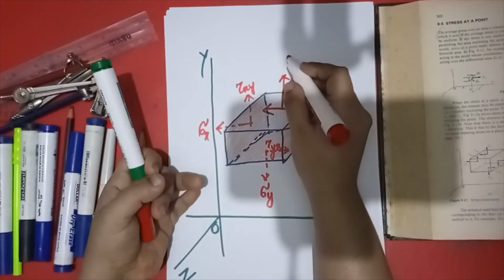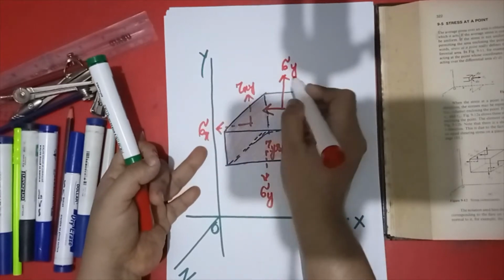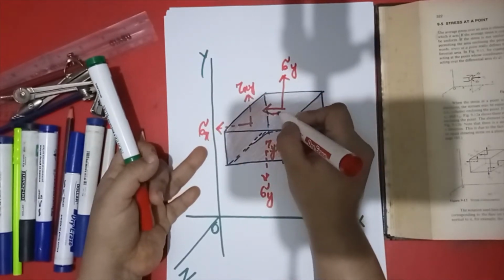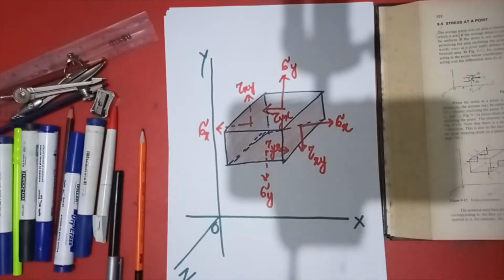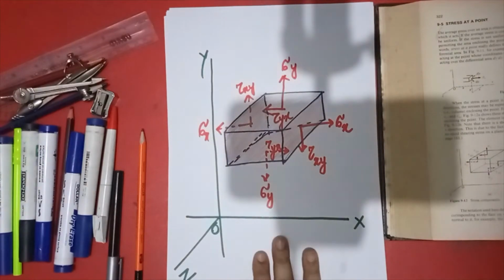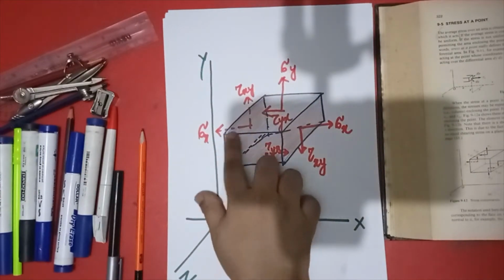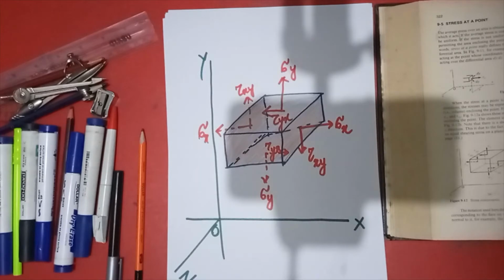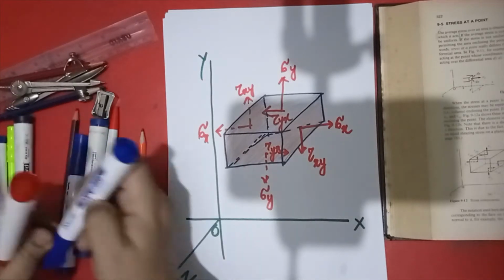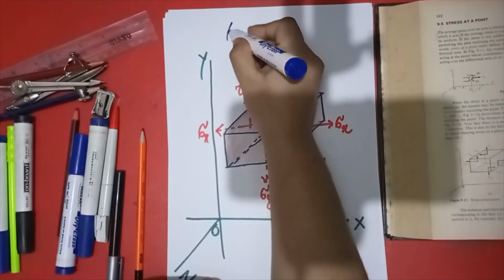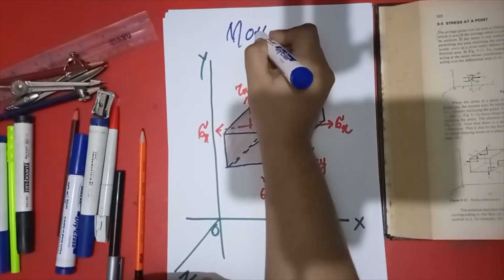So this one is sigma y because it is parallel to the y-axis, so its subscript should be tau yx. Now I am going to take its front face, and I am going to tell you how you can make its front face. So let me tell you one thing. This is all about Mohr circle.